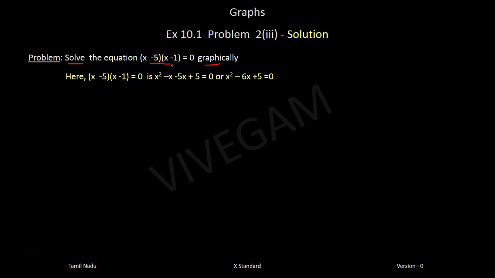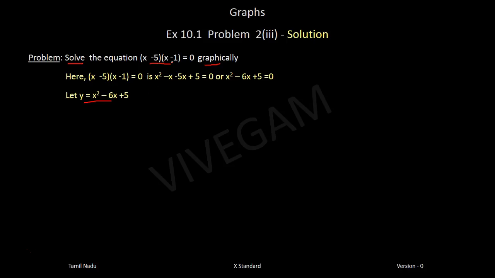So let's simplify this. (x minus 5)(x minus 1) is x squared minus 5x, and then minus x and plus 5, so that becomes x squared minus 6x plus 5 equal to 0, or let's take it as y equal to x squared minus 6x plus 5. Unless you have y, we will not be able to plot it, right? So we'll have to convert it into this function in terms of y. That is one thing. But the next thing is that we'll have to find the range.